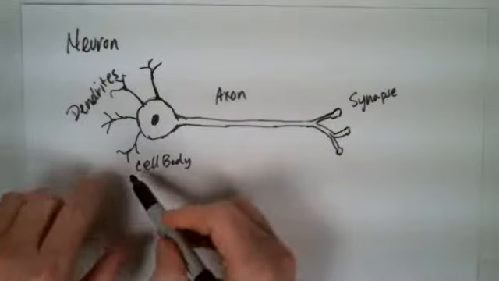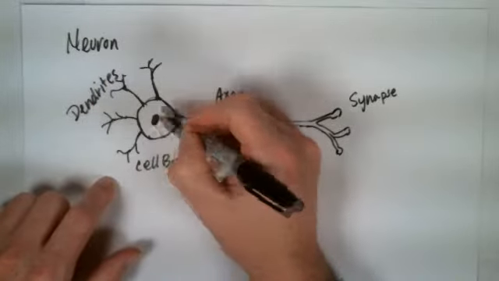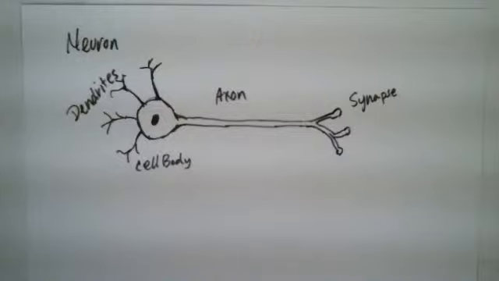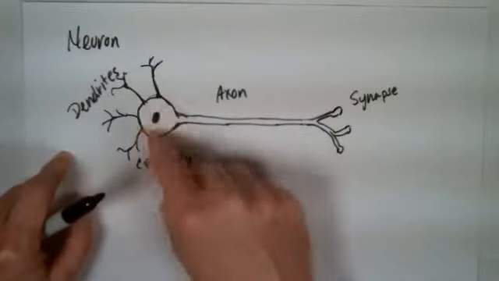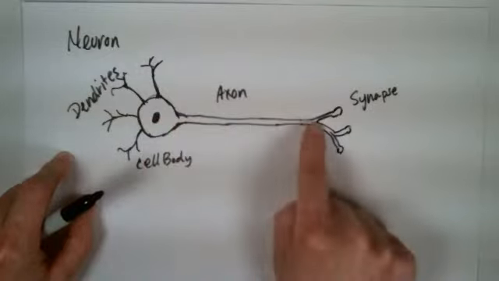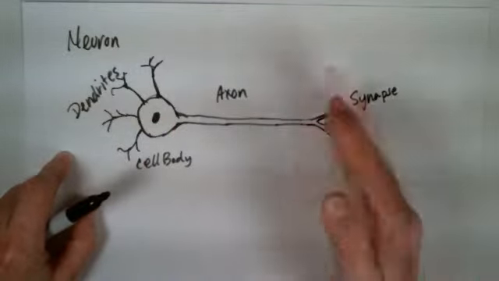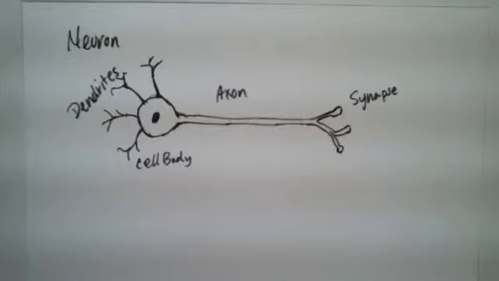Now the dendrites, this is what picks up your signal. So if you had, say, a sensory receptor and it picked up a signal, say for heat, and something you touched was hot, the heat sensor would pick that up, send that signal, and that signal would be picked up by the dendrites. It would go through the cell body and then down the axon to wherever it was going to cause an effect. That's really the four major parts of a neuron.